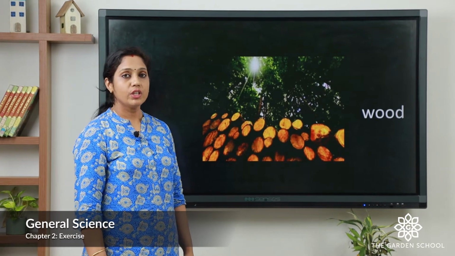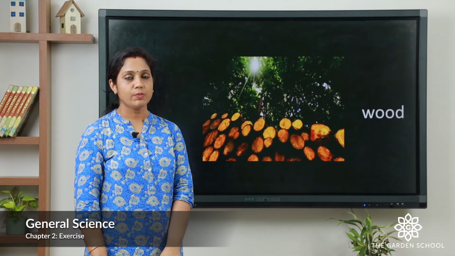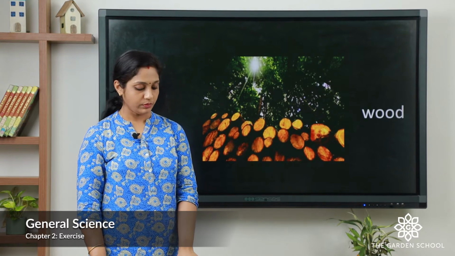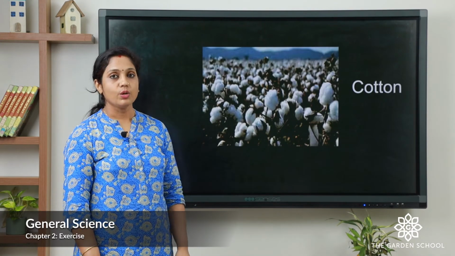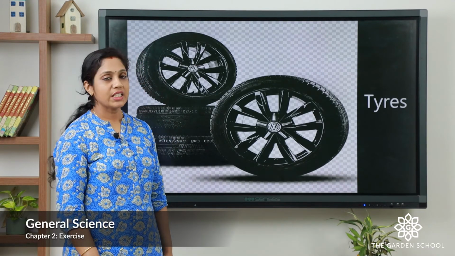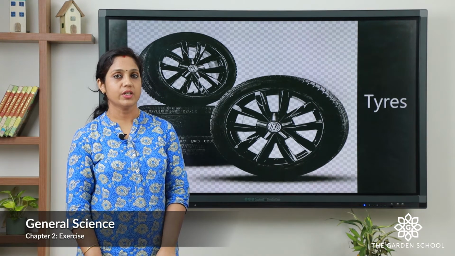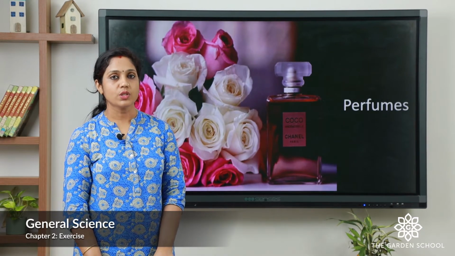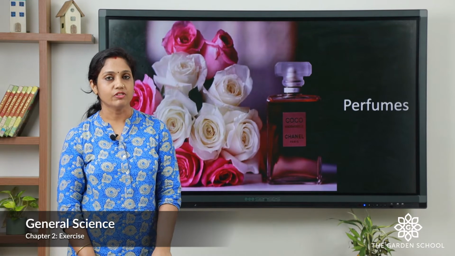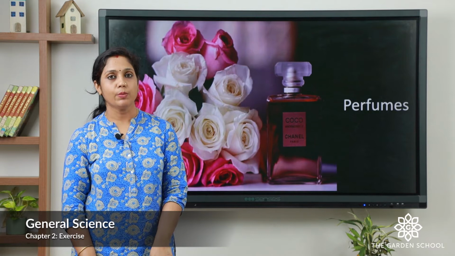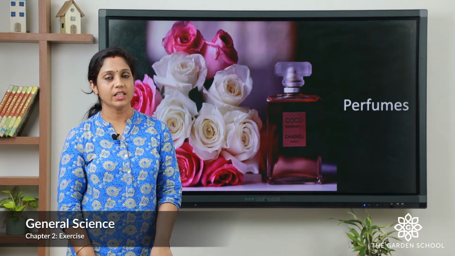We use wood for making furniture, table, chair, and also paper is made out of wood. Cotton clothes are made from cotton. Here we can see a tire. It is made of rubber that we get from the rubber tree. And perfumes like rose, jasmine, lavender. Flowers of rose, lavender and jasmine are used for making perfumes. So that's what we learned in the last class.